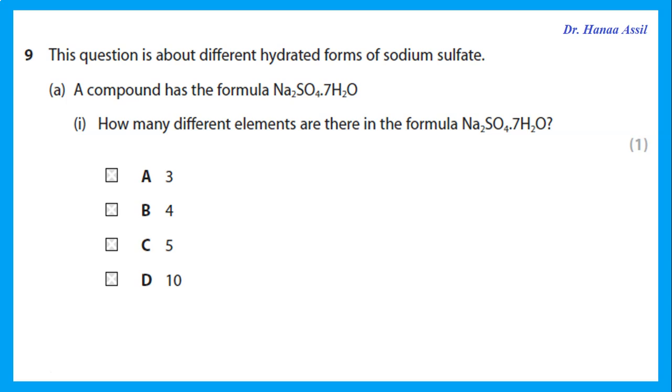This question is about different hydrated forms of sodium sulfate. A compound has this formula. How many different elements are there in the formula? What elements do we have here? We have sodium, sulfur, oxygen, hydrogen. So how many different elements? I have 4 different elements.